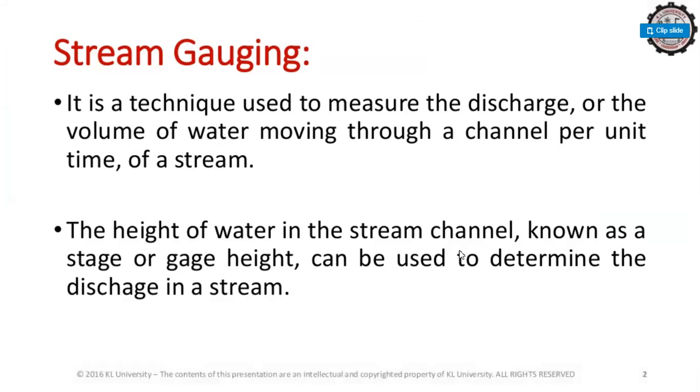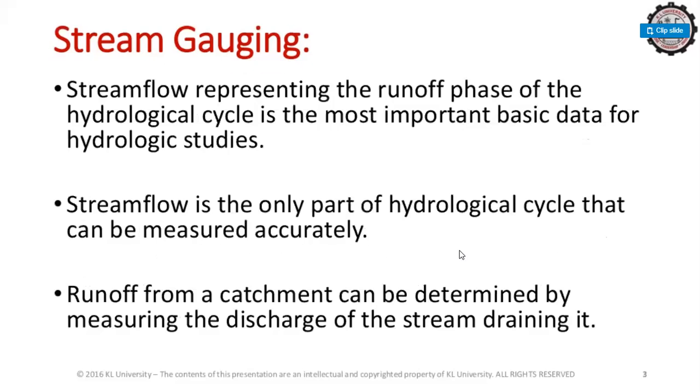Here, stream gauging is a technique used to measure the discharge, or the volume of water moving through a channel per unit time of a stream. The height of water in the stream channel, known as the stage or gauge height, can be used to determine the discharge in a stream.